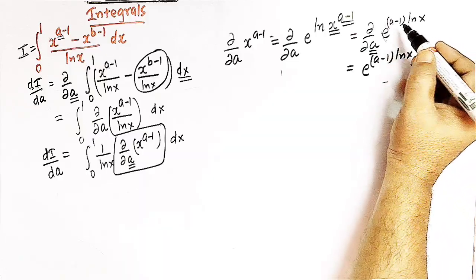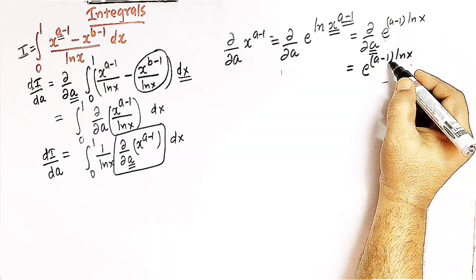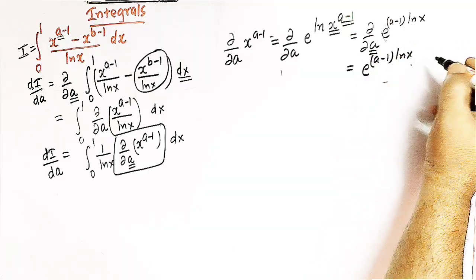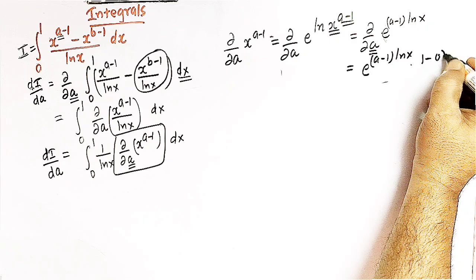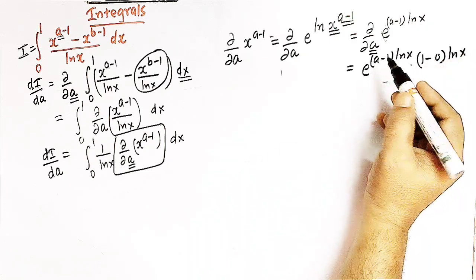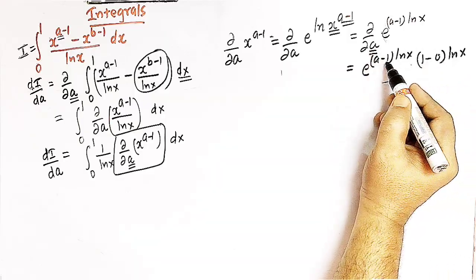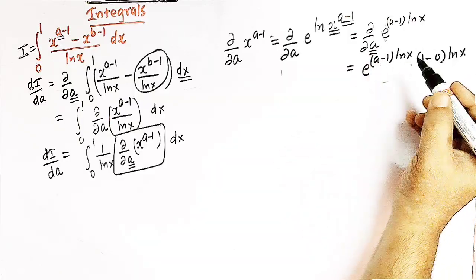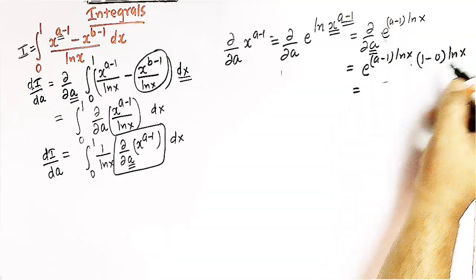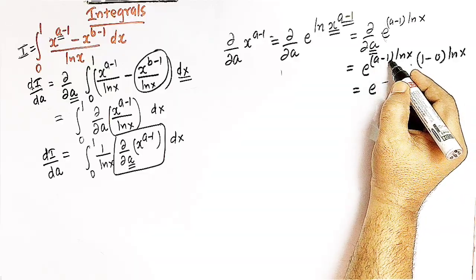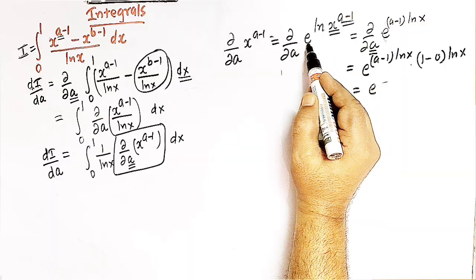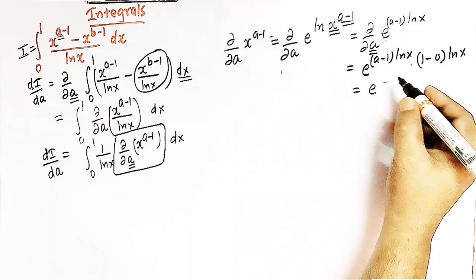And then by chain rule, the derivative of (a minus 1) times natural log of x with respect to a is simply (1 minus 0) times natural log of x, because the derivative of a with respect to a is 1, and the derivative of 1 with respect to a, being a constant, is 0, right? So e raised to (a minus 1) times natural log of x can be written simply as x raised to a minus 1.